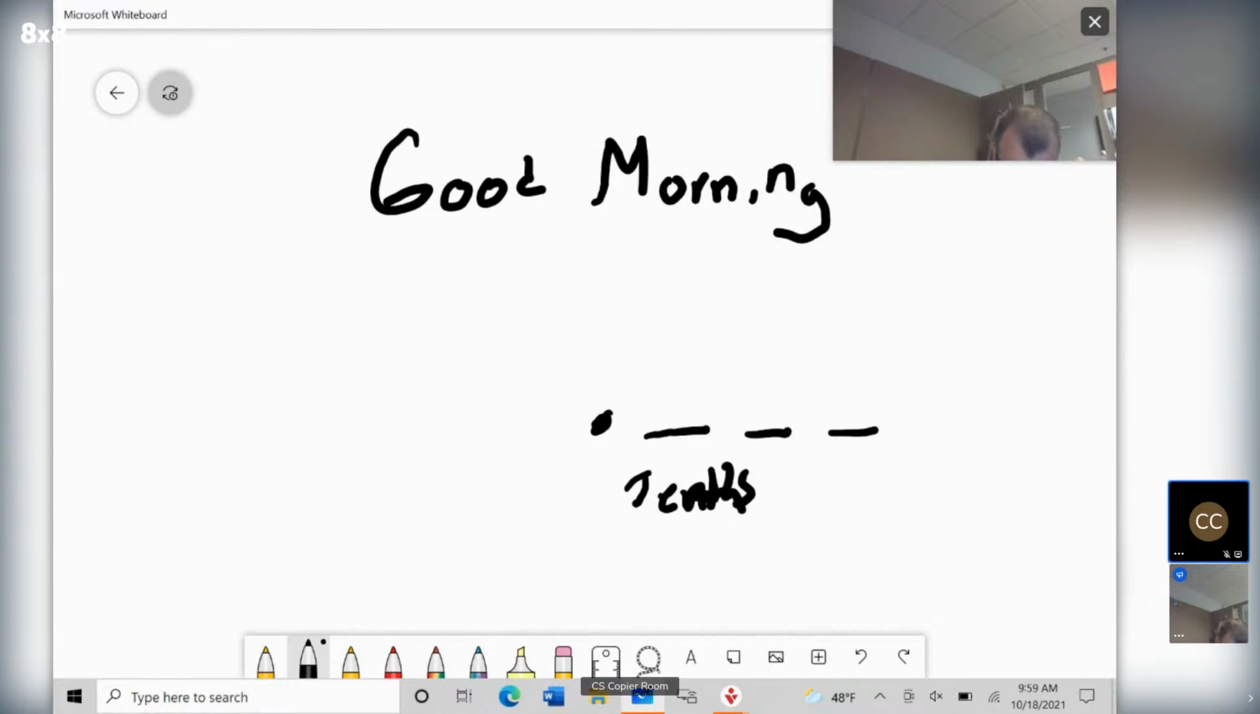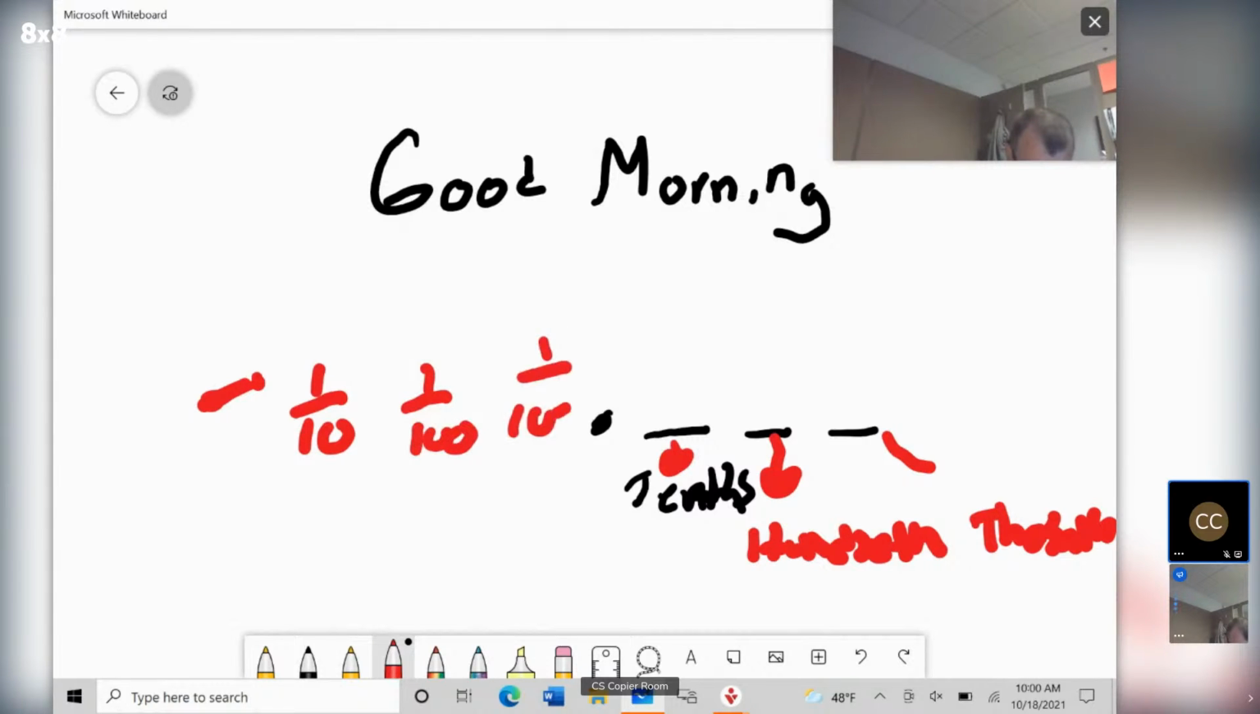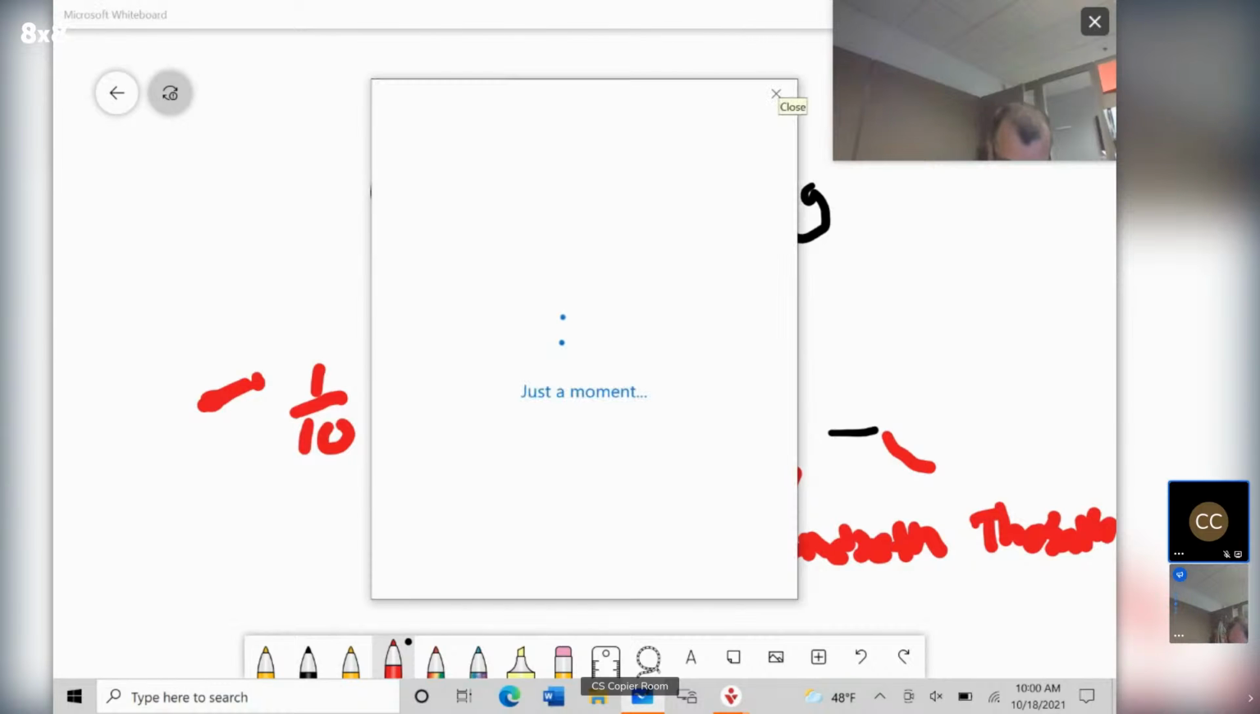So we have tenths. The next one would be hundredths. And the last one would be thousandths. Tenths would be like 1 over 10. The hundredths would be like 1 over 100, and thousandths would be anything over 1,000. I'm just using 1 as an example. So when we're converting a decimal to a fraction, we have to look at how many decimal places there are.